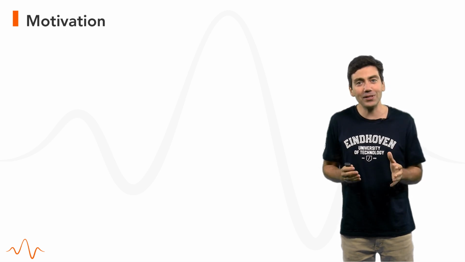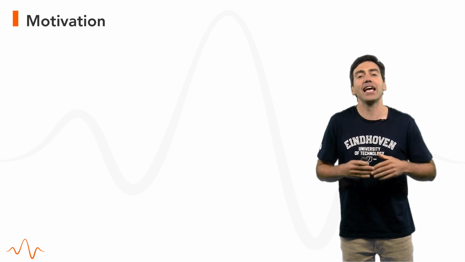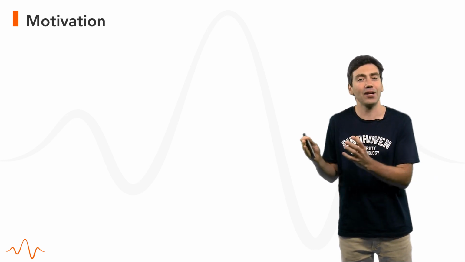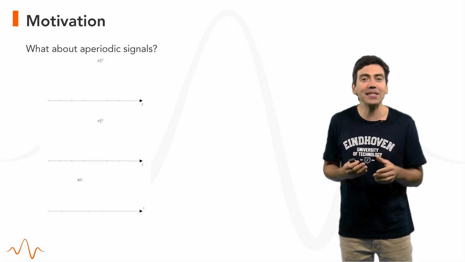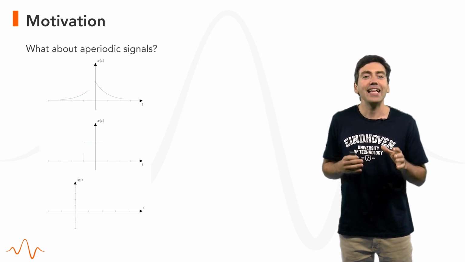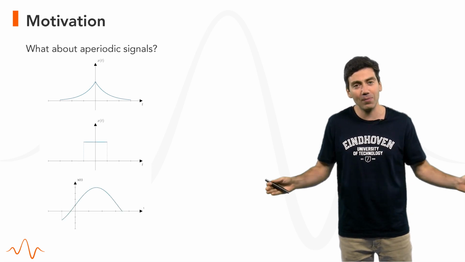Now, as a motivation, we have seen how to represent periodic signals as a sum of sines and cosines and a constant term. And what about aperiodic signals? Can we represent them in a special form as well? Let us start with signals that have a bounded support. That means that they are zero outside of a bounded interval.